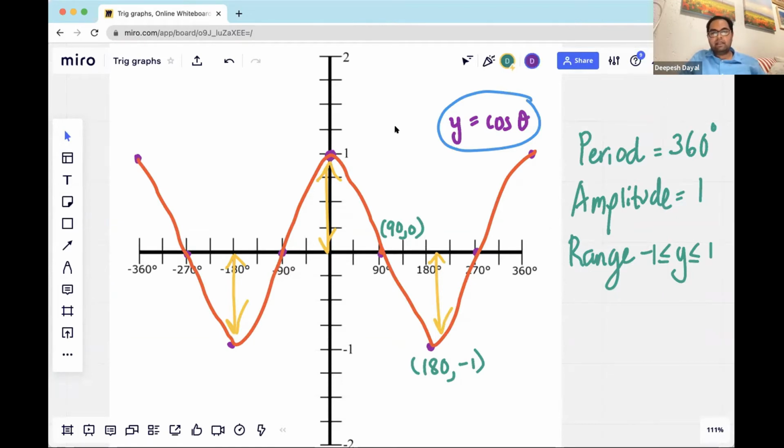Hi, sir. Yes, Sunita. I'm meaning to ask you, the cos graph and the sine graph are the same, right? They look different. But the period, the amplitude, and the range are the same. Yes, the period, the amplitude, and the range are the same, but the intercepts, where it cuts the x-axis and the y-axis, are different. Okay, I hear you. Thanks.